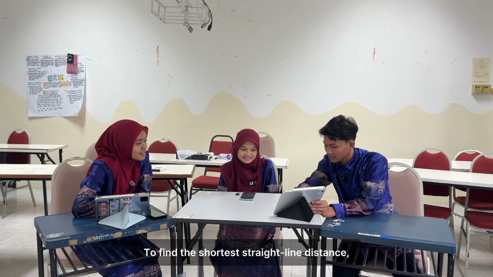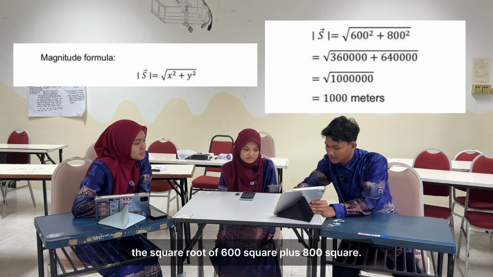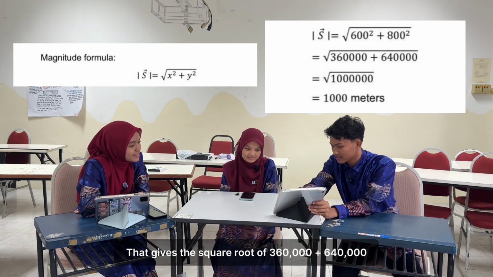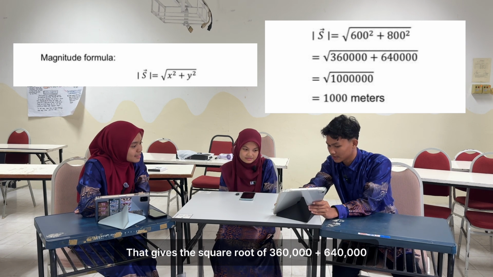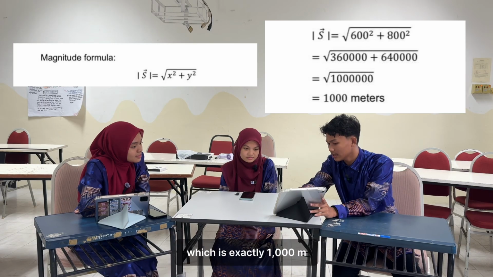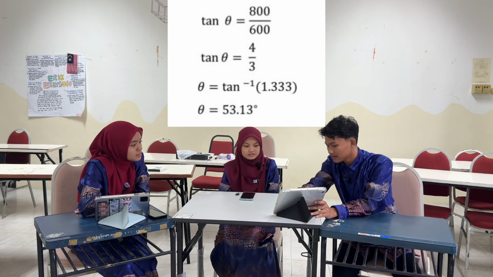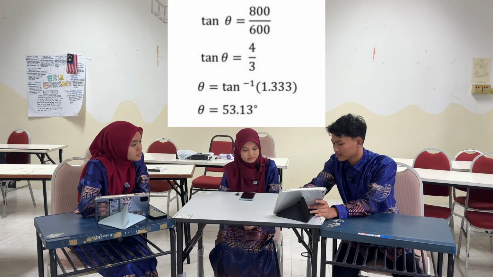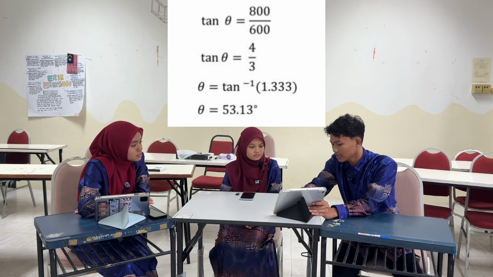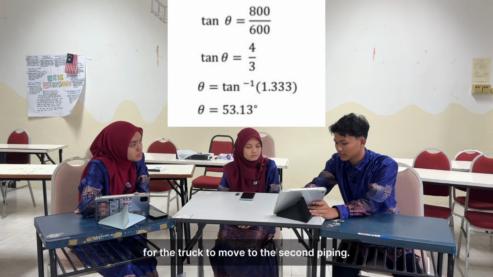To find the shortest straight line distance, I use the magnitude formula, the square root of 600 squared plus 800 squared. That gives the square root of 360,000 plus 640,000, which equals the square root of 1 million, which is exactly 1000 meters. For the direction, I use the tangent formula. Tangent theta equals 800 over 600, which gives theta equal 53.13 degrees north of east. So this is the direction the truck moved to the second piping.